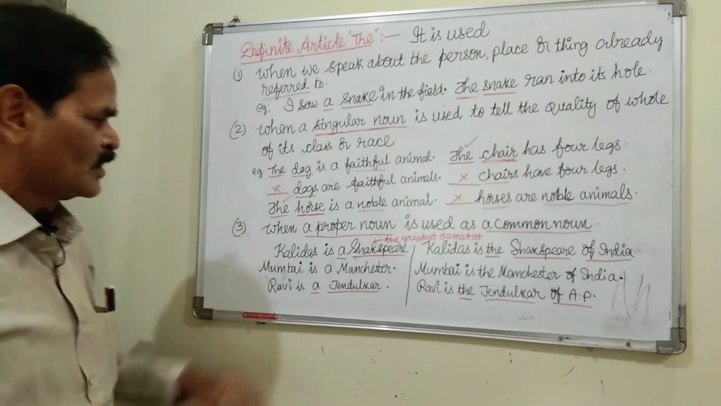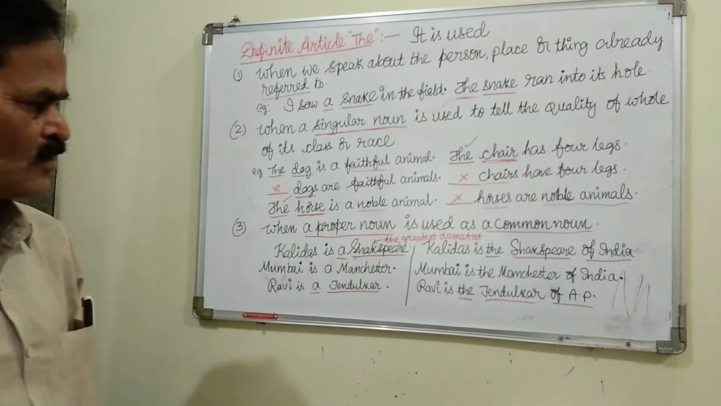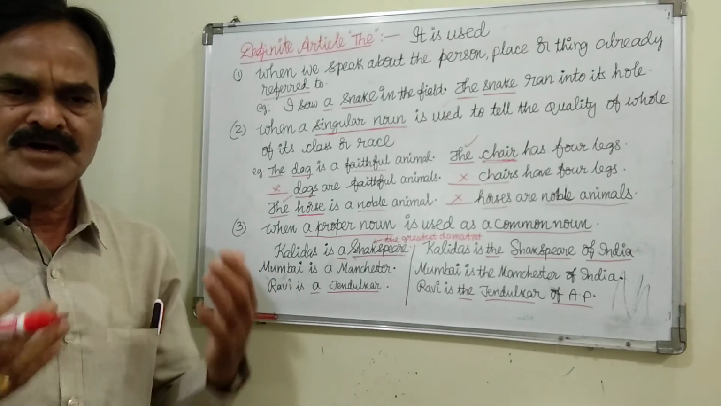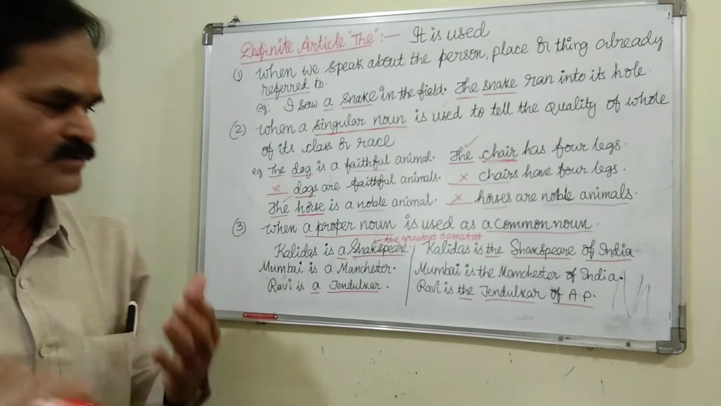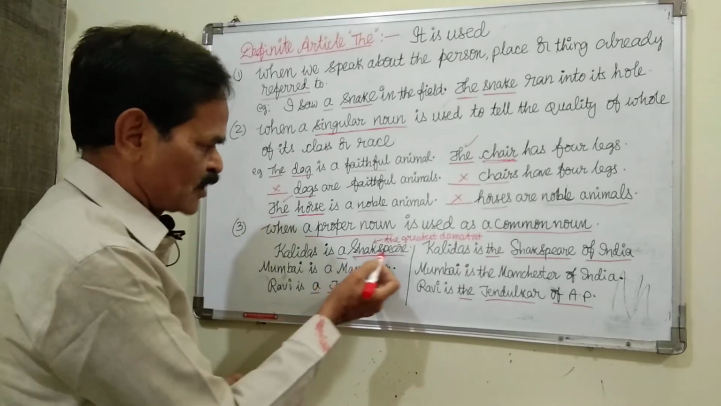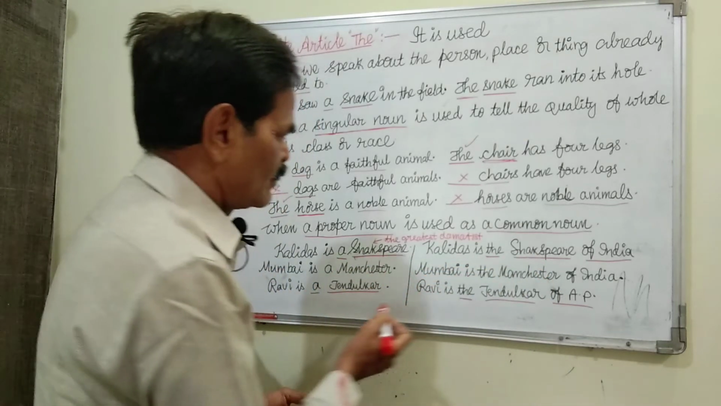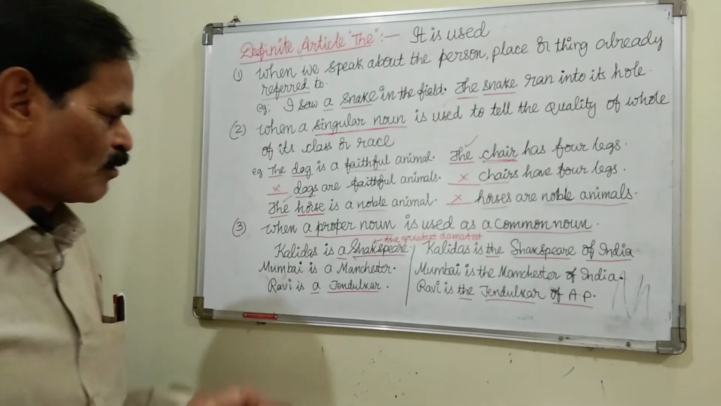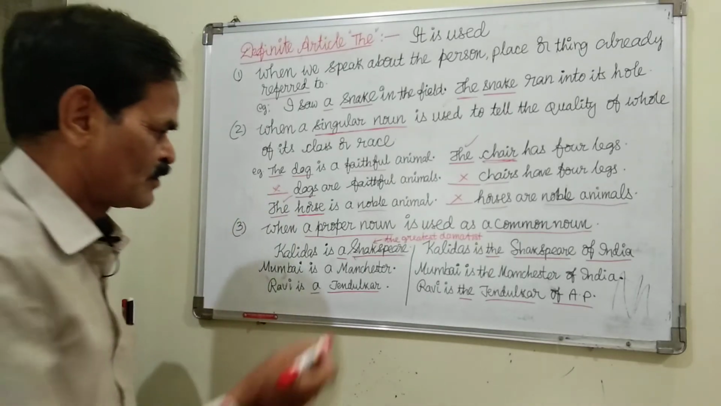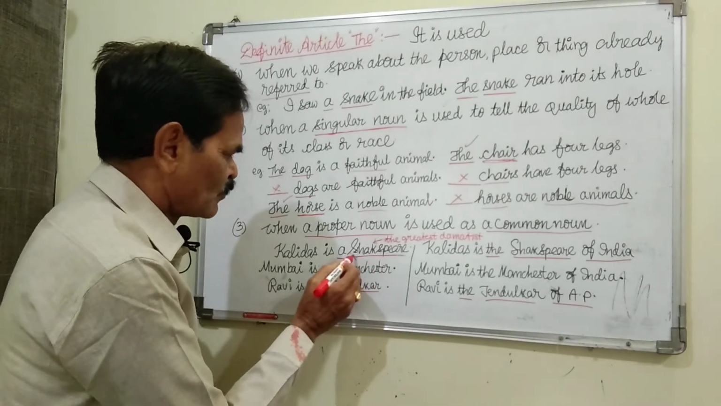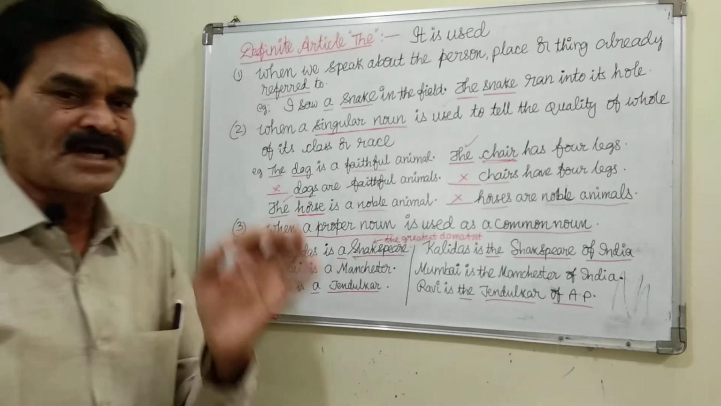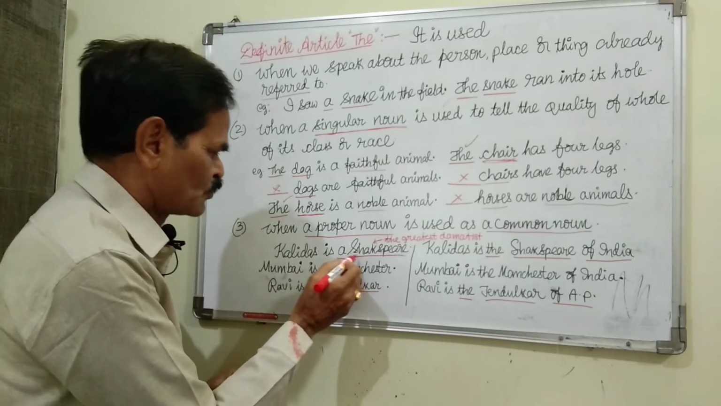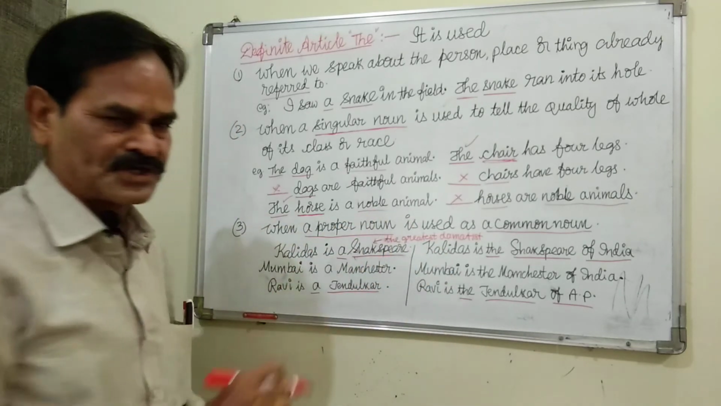Third usage, when a proper noun. What is a proper noun? Our own name: Ashoka, Harshavardhan, Rama, Ramya, this kind of proper noun. Shakespeare, or cities like Visakhapatnam, Mumbai, Manchester, London. Before all these nouns, when they are used as a common noun, then we must use articles before them.